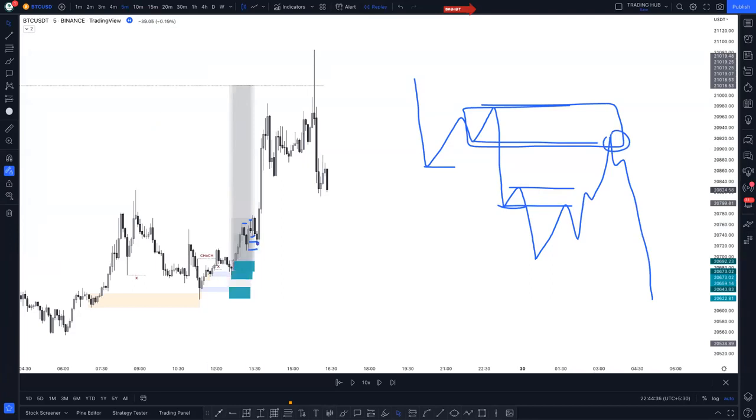Daily liquidity sweep can be used for view building. Exactly.